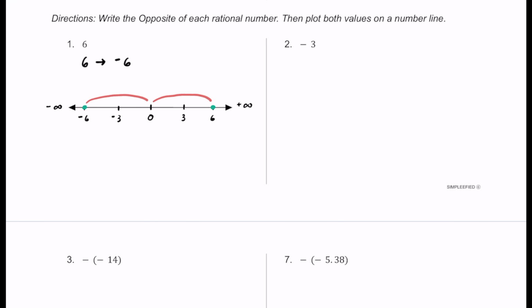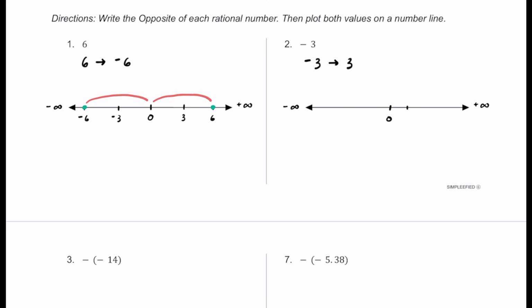Okay, for number 2, we have the number negative 3. Here's negative 3. What's the opposite of that? That would be positive 3. Okay, once we have that, let's plot them so we can see what they look like on a graph. All right, on a number line here, I'm going to put 0 right in the middle.